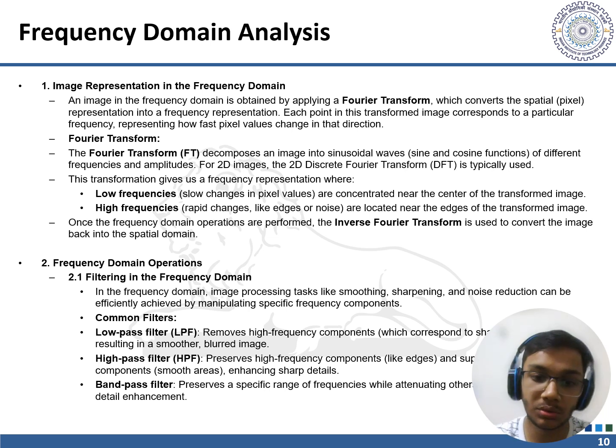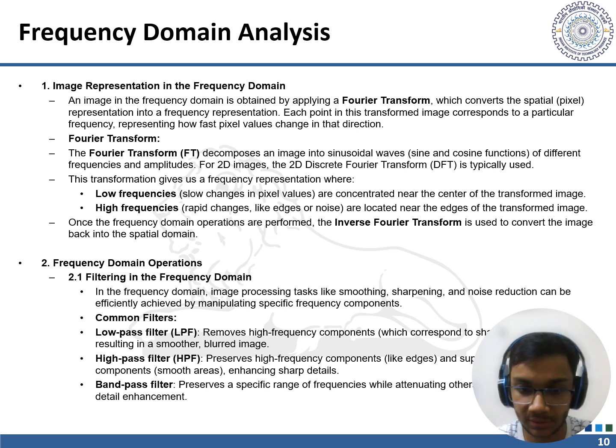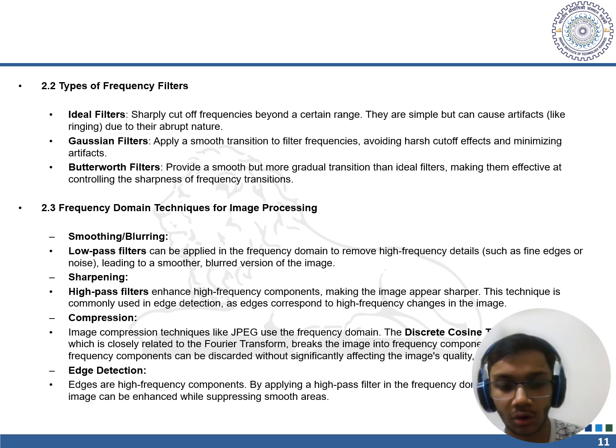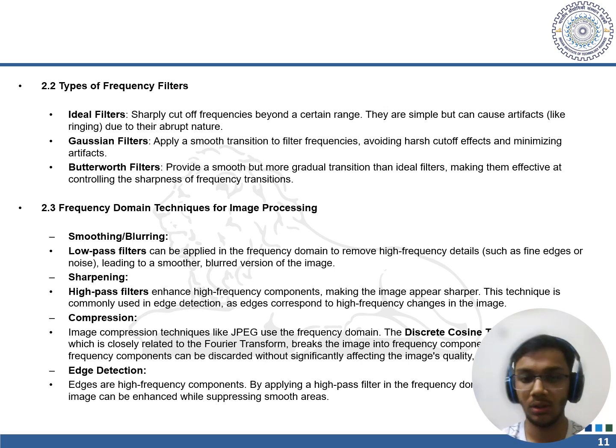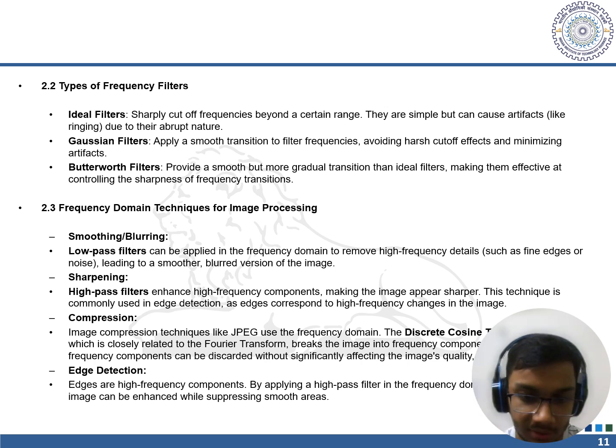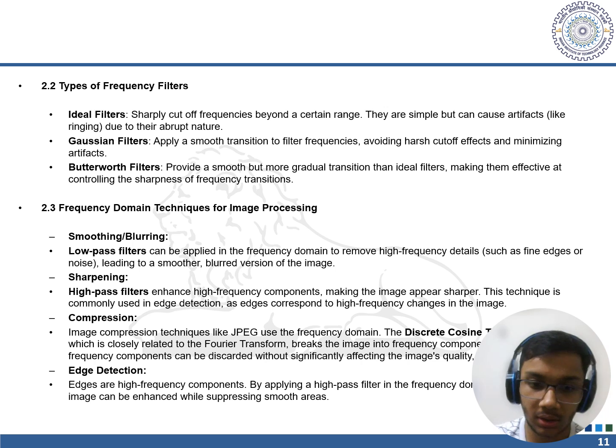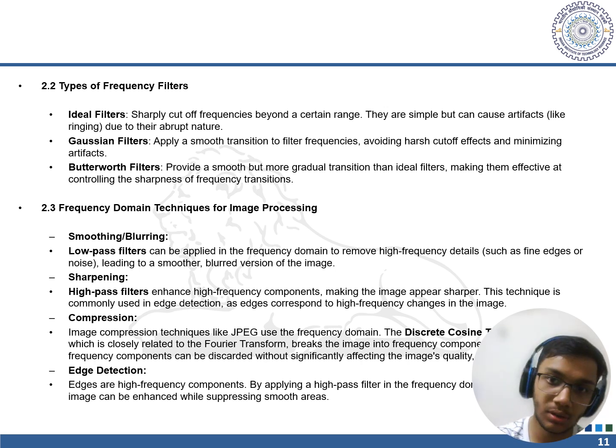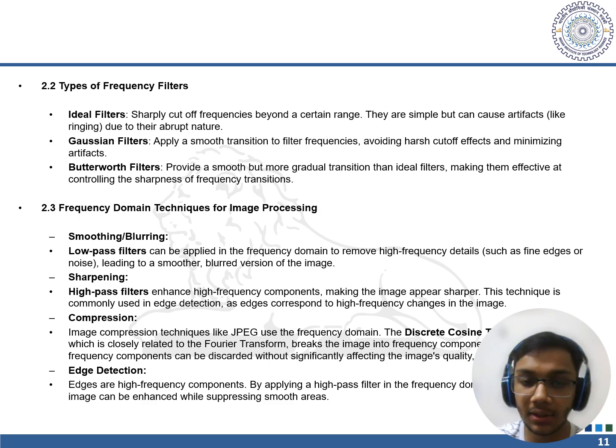The common filters used here are low pass filters, high pass filters, and band pass filters. These filters can also be categorized into ideal filters, Gaussian filters, or Butterworth filters. Talking about the techniques present in this domain, they are compression, edge detection, sharpening, smoothing, and blurring. For each type of technique, we have to use a specific filter to cut off the signal to get the desired output.